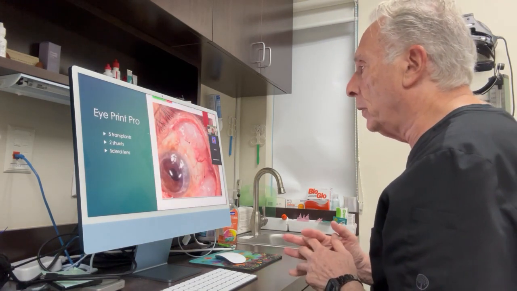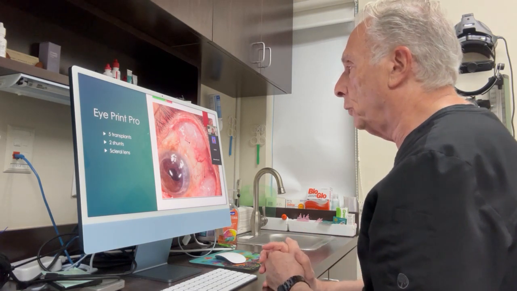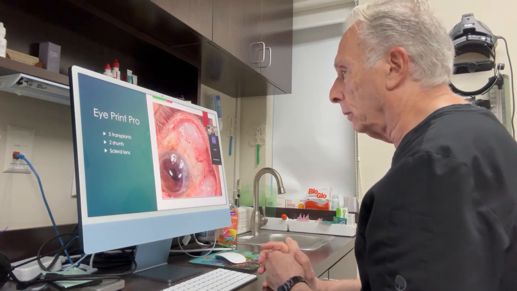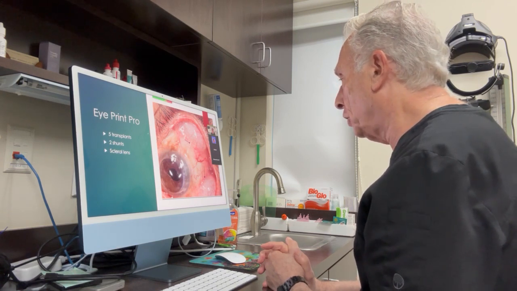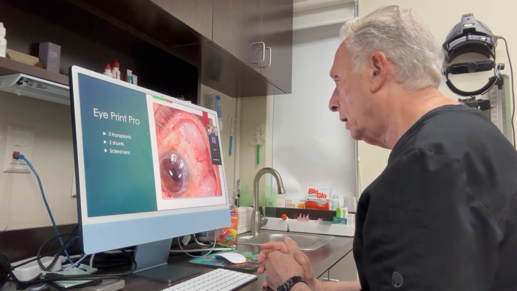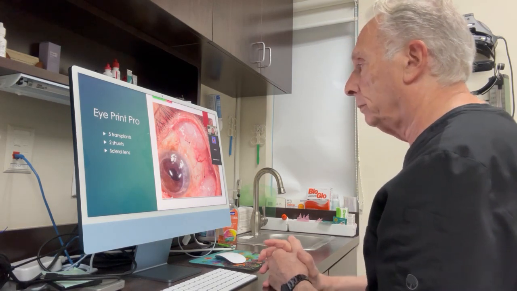Here's another time we used that technology. This eye underwent 5 prior corneal transplants, 2 shunts. You can see the arrows pointing to the shunts and to the huge blebs on this eye.